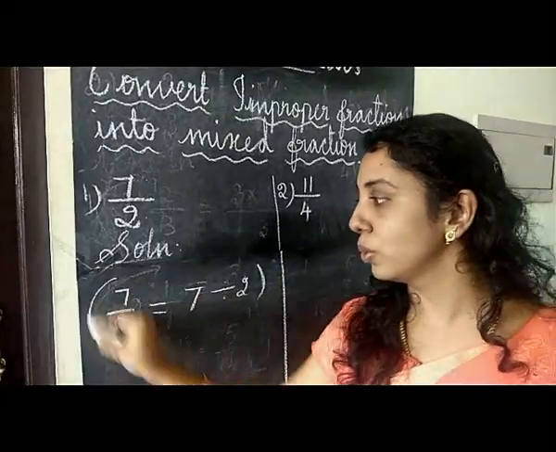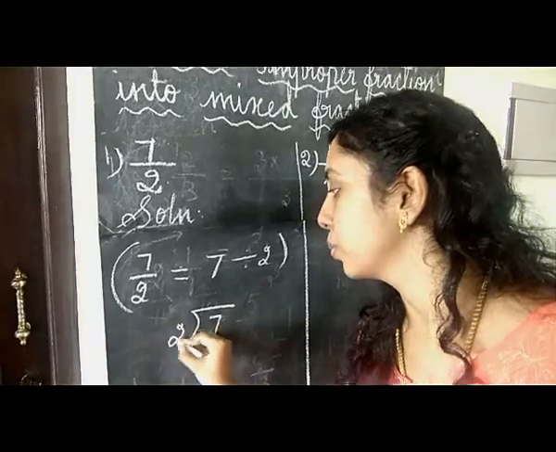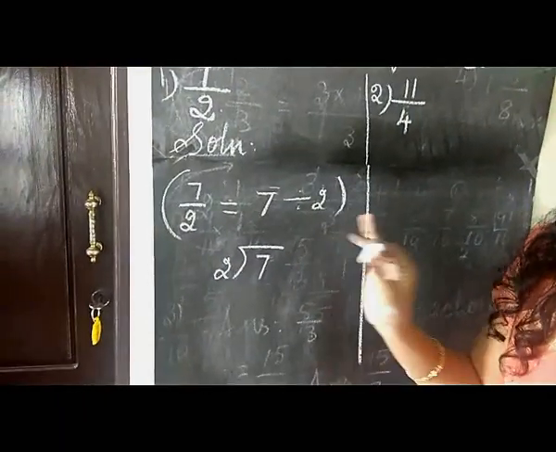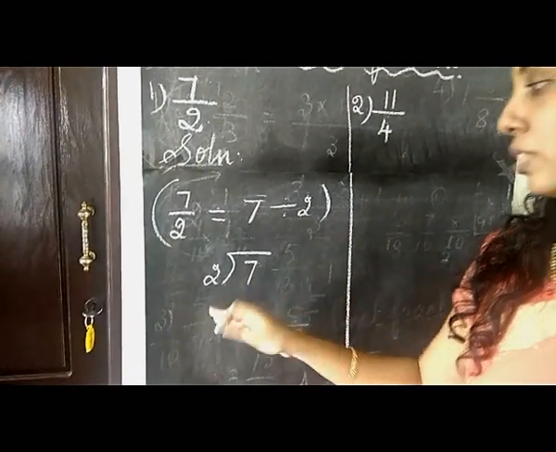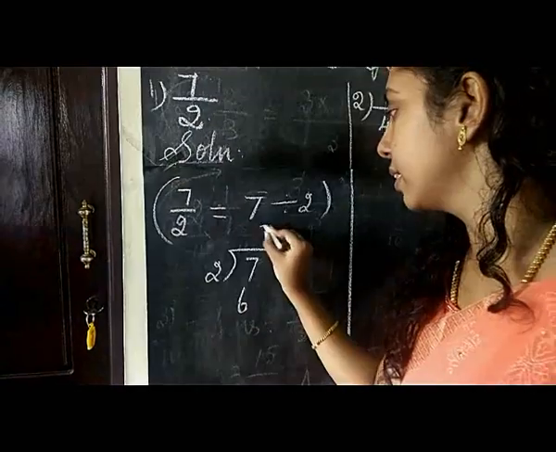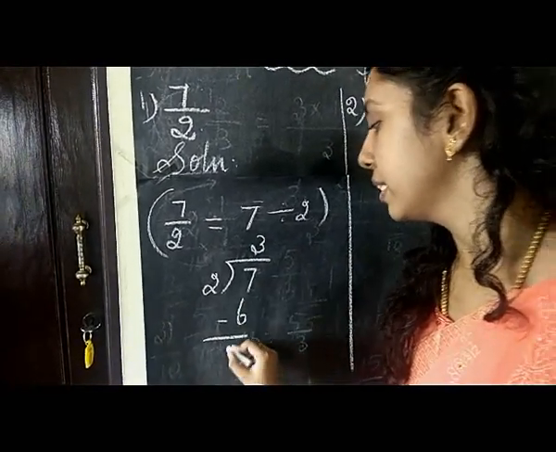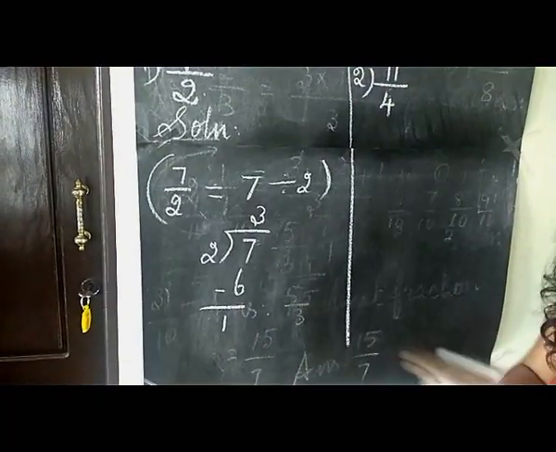We are going to do this now. So 7 divided by 2. Let's start with the 2 table. 1 2 is 2, 2 2s are 4, 3 2s are 6. We can't find 7, so we can choose the number 6, that is 3 times. So when you subtract it, you will get the remainder as 1. That's all.